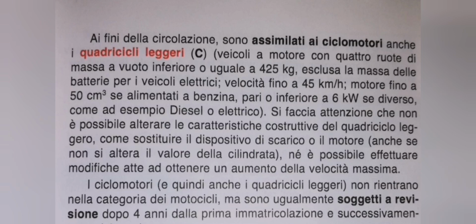The next we are going to look at here is quadricicli leggeri. Quadricicli leggeri also have a similarity with ciclomotori because they have a cylinder of 50 cubic centimeters, and they have a maximum speed of 45 km per hour.